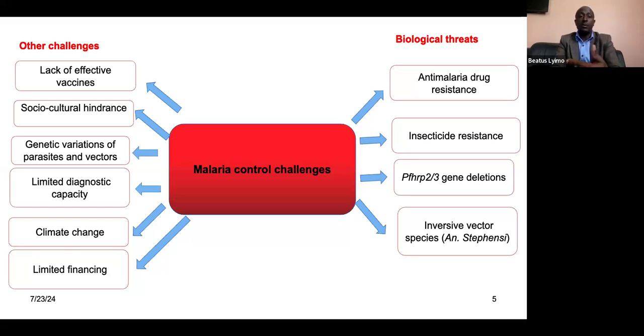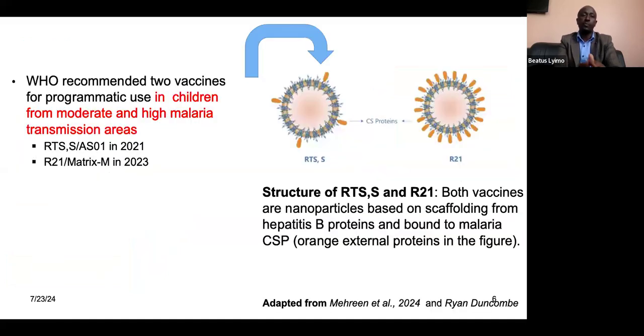There are also issues of genetic variation in the parasite and vector, which is another challenge to consider. And there are also issues of sociocultural factors, especially regarding the use of insecticide-treated nets and related issues. And also we have the issue of lack of an effective vaccine. Our topic today will be based on the vaccine, especially the 2 vaccines which have been approved by WHO.